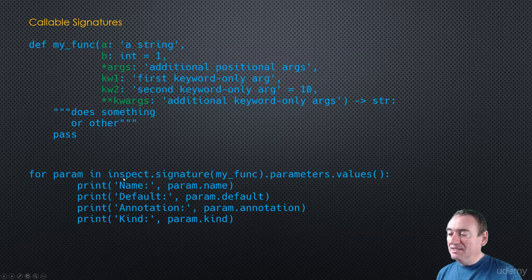For param in inspect.signature, right, so we're going to first look at the signature of my_func, then we're going to look at the parameters of that signature, and then we're going to look at the values. We know what the keys are, that's just the parameter names, but we have that in the value as well. So in this case, we're just going to iterate the values of the parameters dictionary. And we're just going to print this out. We'll print name, param.name. So that will give us the name of the parameter, the default value of the parameter, if any, the annotation of the parameter, if any, and then the kind of that parameter.